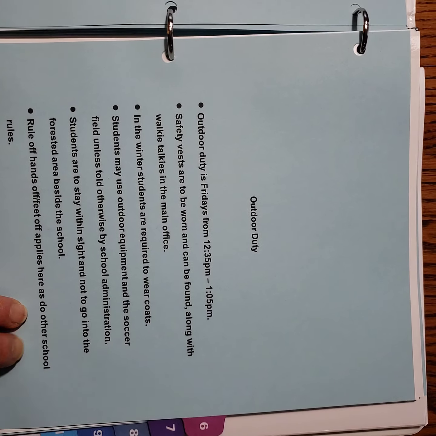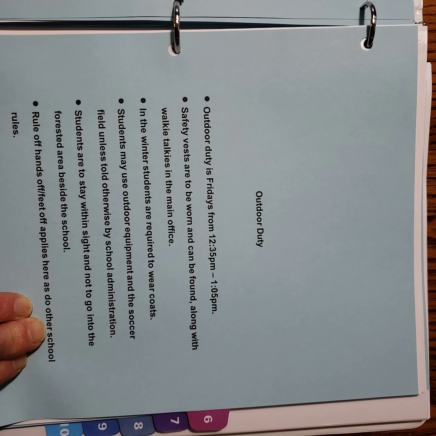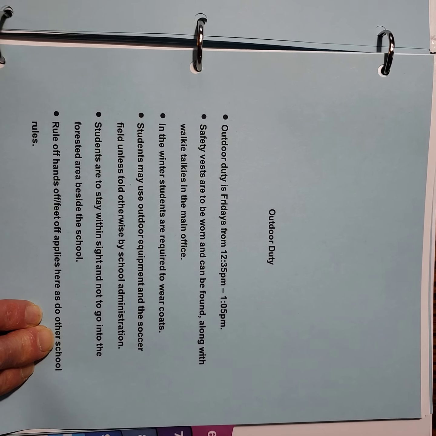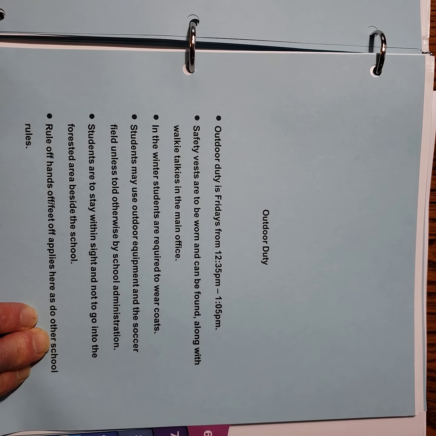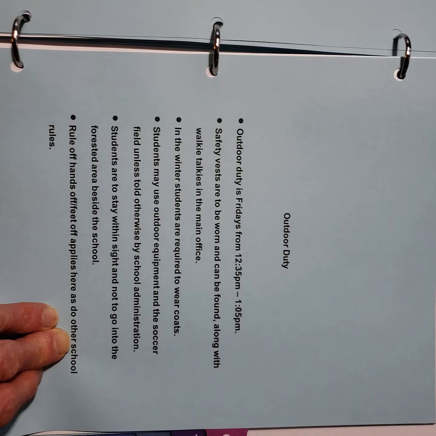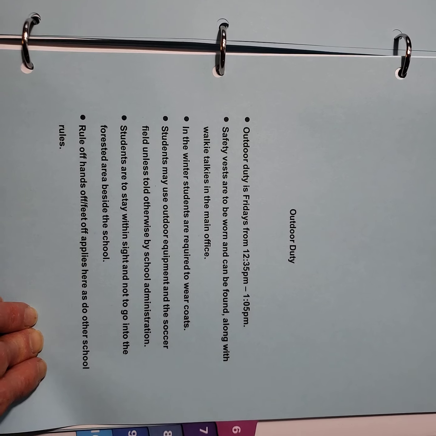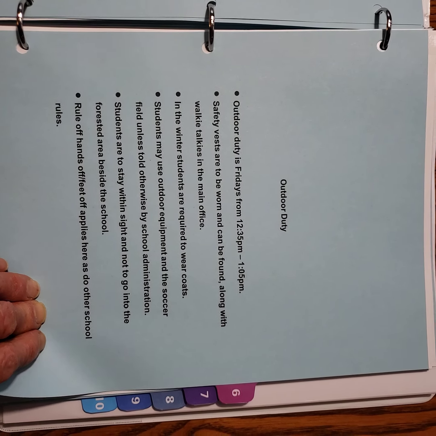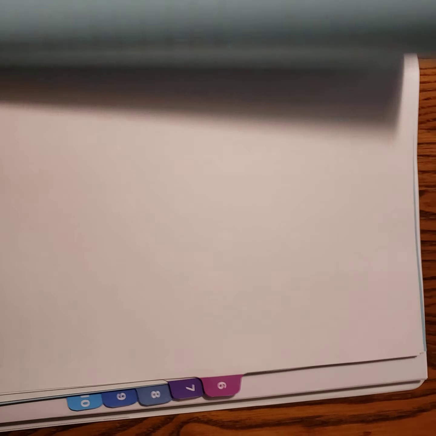Okay, and outdoor duty is on Fridays, and that's from 12:35 to 1:05, and the procedures for that about wearing vests and having a walkie-talkie, and what the students are supposed to wear in the wintertime, particularly when they're outside, and some of the rules for outside as well.